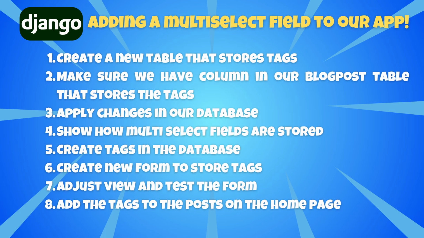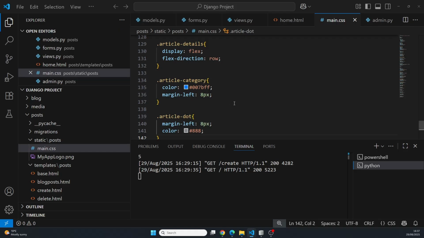Next, we'll show you how the multi-select fields are actually stored in the database because it's a little bit different than normal. And we're going to be creating a few tags of our own so that we have some options to display. Next, we are going to be creating a new form that is going to allow the user to store multiple tags per post. And we're going to make an adjustment to the view and then test the form. And as a last step, if the data is all stored correctly, we're going to add the tags to the posts.